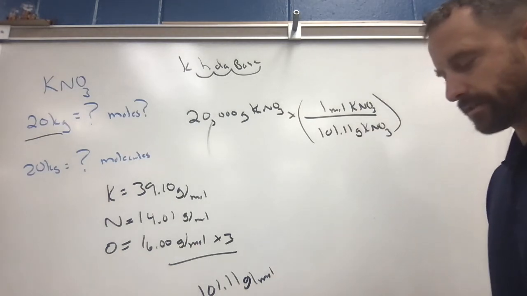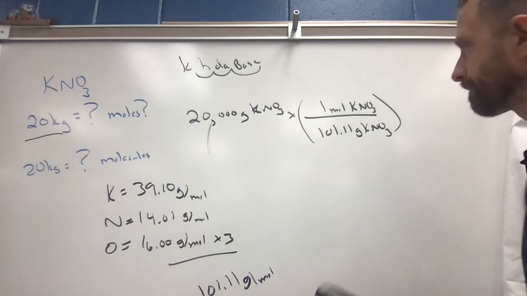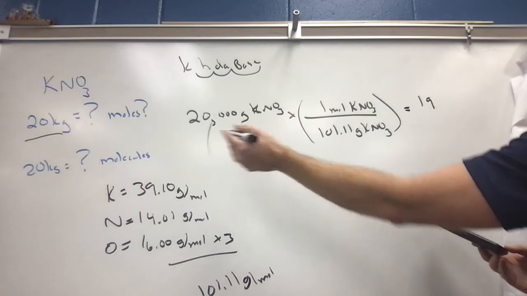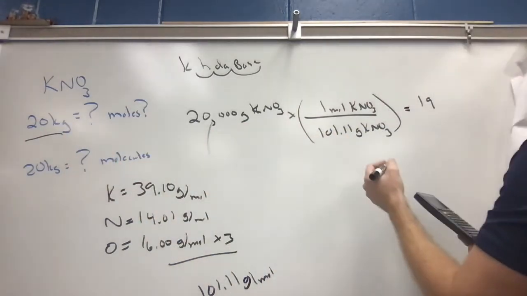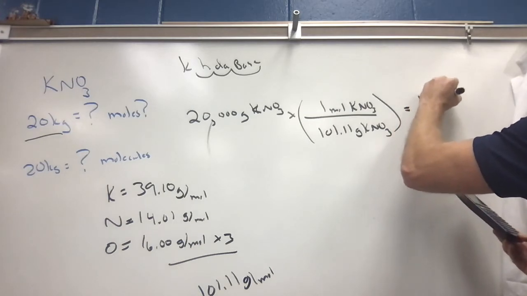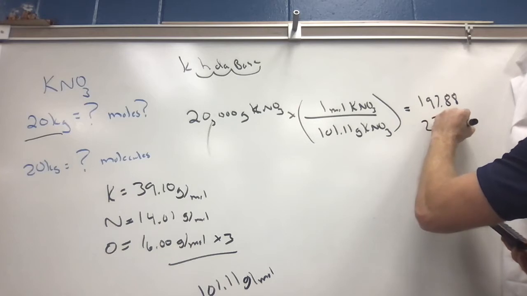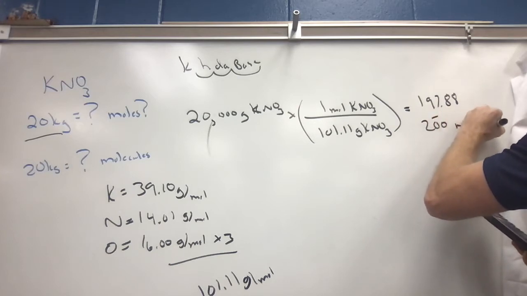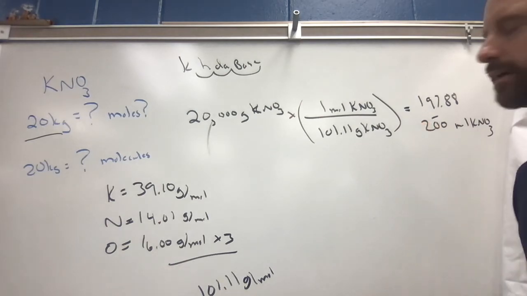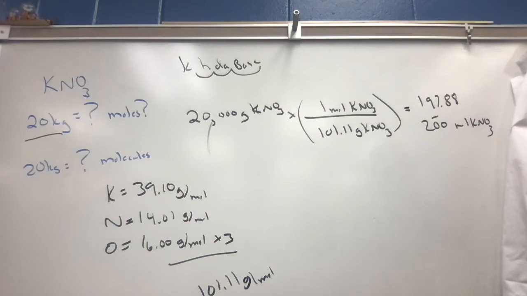So 20,000 divided by 101.11 is 197.88. Well, we've got 2 digits here, really. So we'll round that to 200 moles of KNO3. You can use a line over that to show where your measured value is, right? Because you can't tell the difference between rounding and not rounding. But that way we can show 2, right? If you did it to 198, that'd be fine too, right?